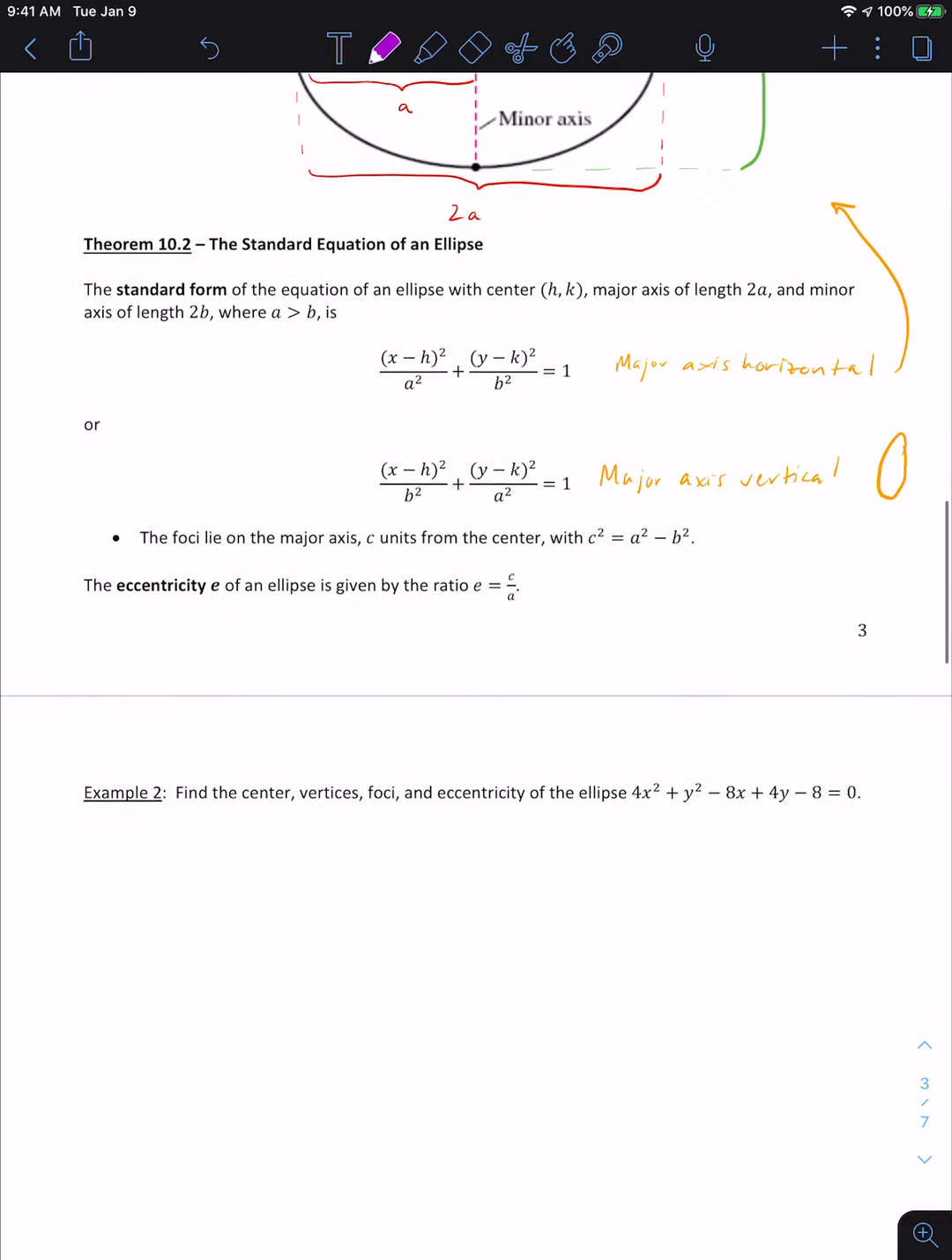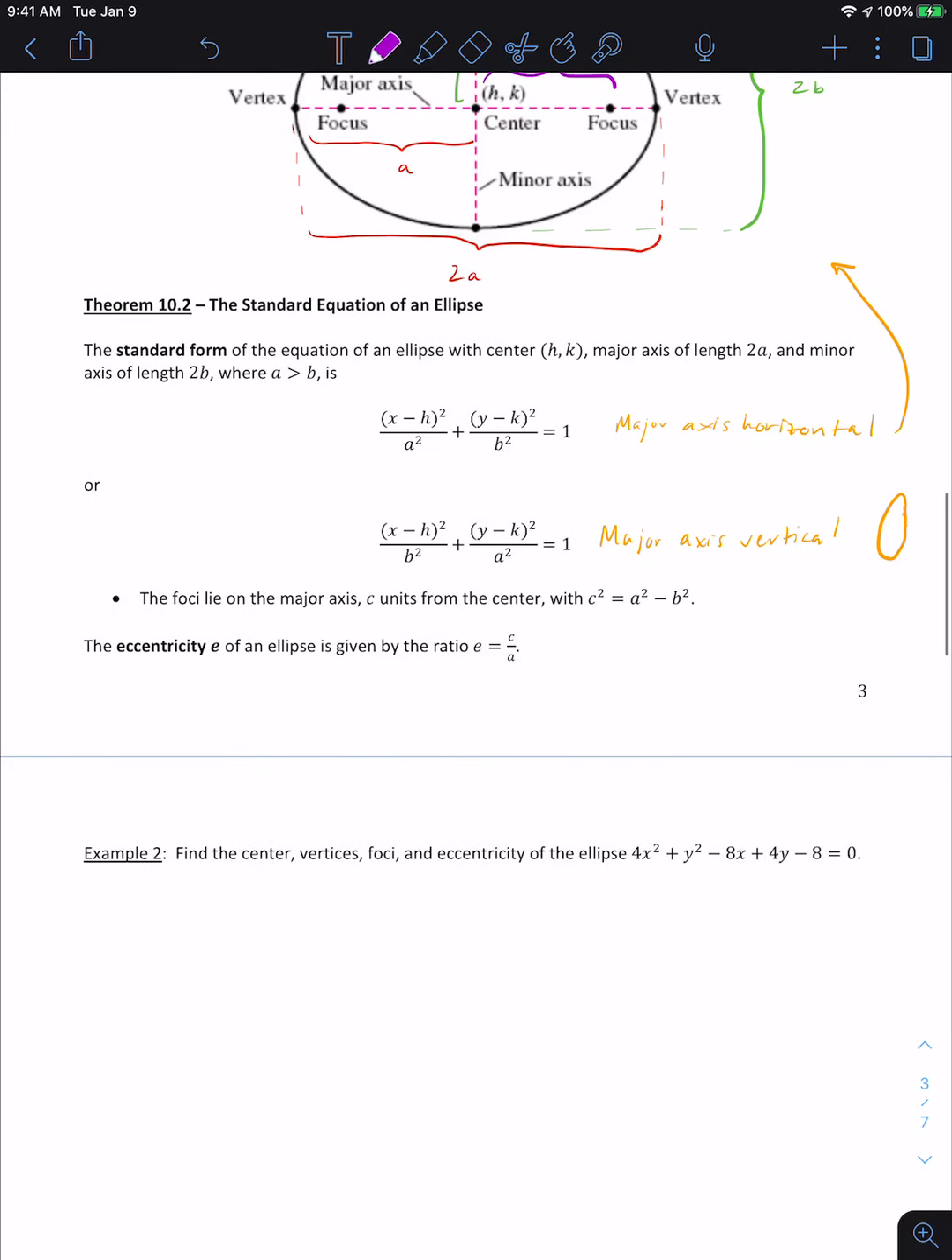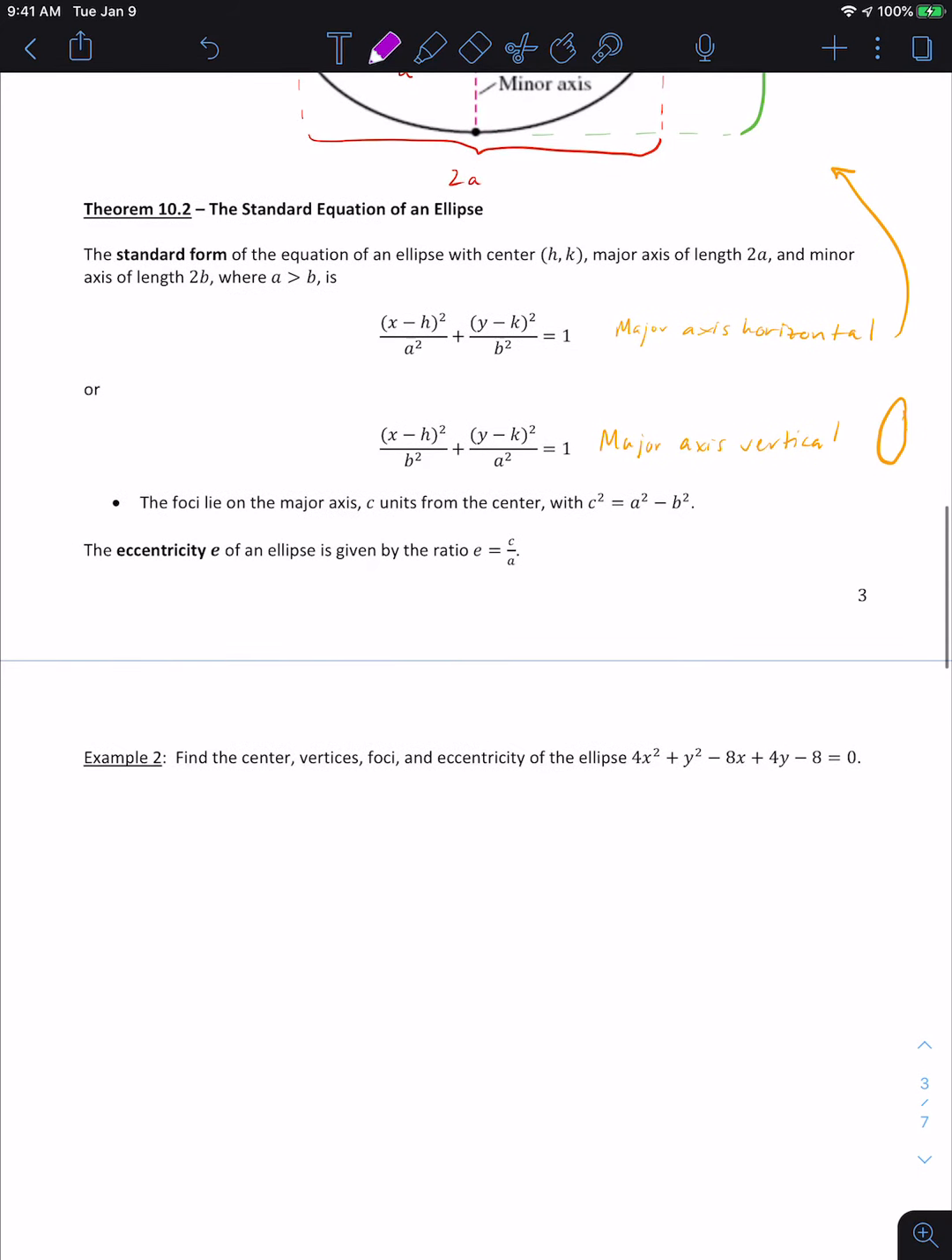Now the question is, we have this equation. We know that at this point it's going to be either an ellipse or a hyperbola, because it has an x squared and a y squared in it.